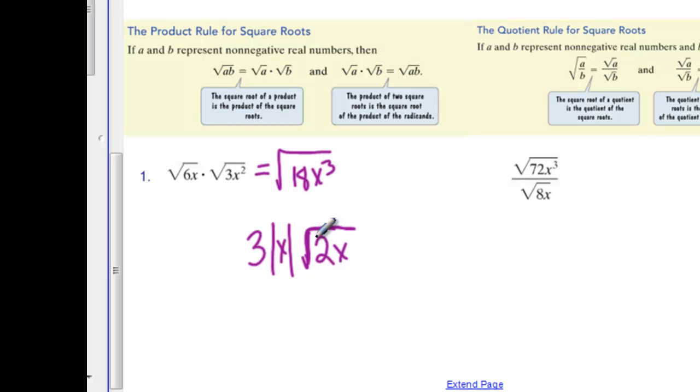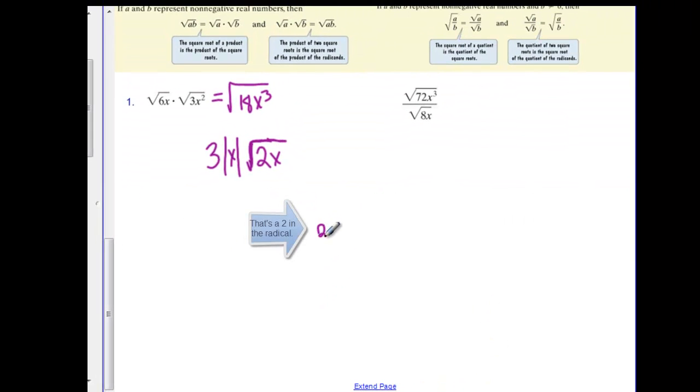Is that okay? And then the next one's going to work the exact same way. You guys are just going to stick it all together and reduce it. Square roots have an invisible 2 in there, and it's saying find pairs of stuff. So that's the reason this works.